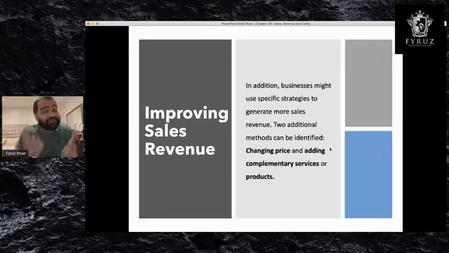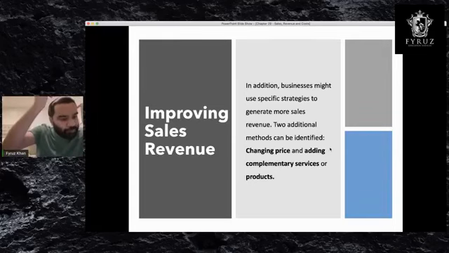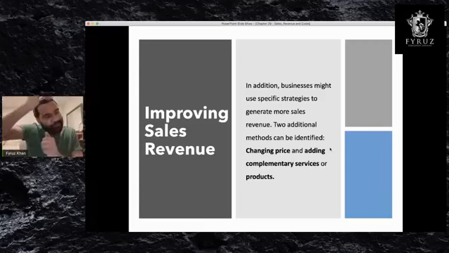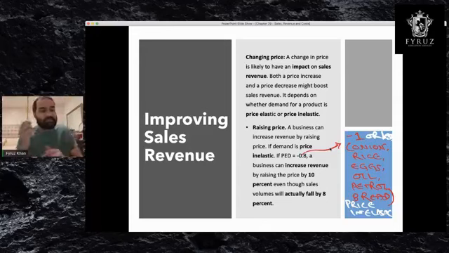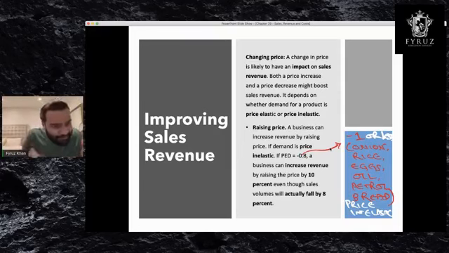Now you can increase sales by changing price, either by increasing the price or lowering the price. So changing means you can either increase or lower the price. For example, let's say you're selling 100 units of these pencils at $1. So you're making $100. But if you want to increase the sales revenue, just sell it for $2. 100 units, you make $200, right? It's simple. So you can increase the price.